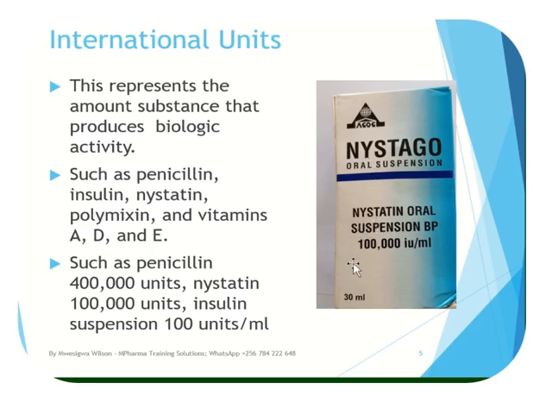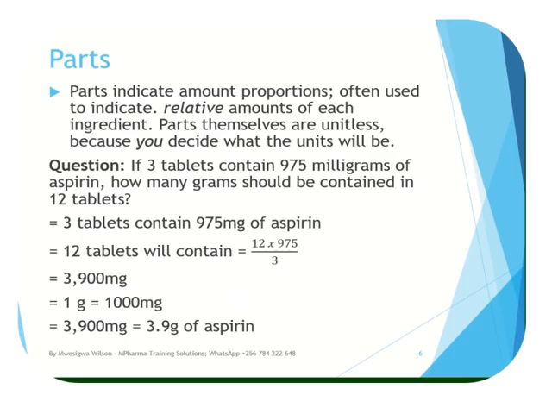I've given an example here, for example, nystatin oral suspension, BP. You know what BP means, British Pharmacopoeia. We have 100,000 international units per mL. So this is the strength of the product.